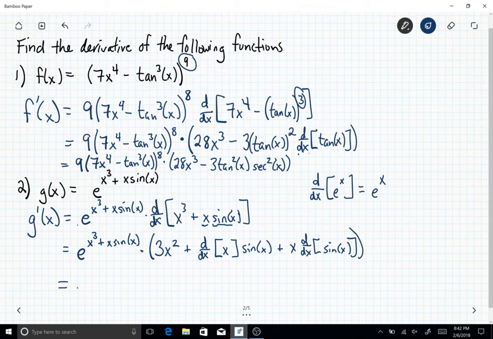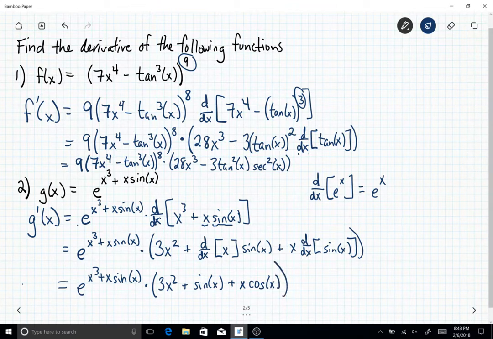So this whole thing, what does it equal? Well, we get e to the x cubed plus x sine of x times 3x squared. Notice the derivative of x is 1, so you're left with just sine of x in that first term, plus x times the derivative of sine of x is cosine x, and we can close off our solution for our derivative. Okay, so hopefully that makes sense on that one. And now you can see we can have chain rule and product rule involved at the same time.